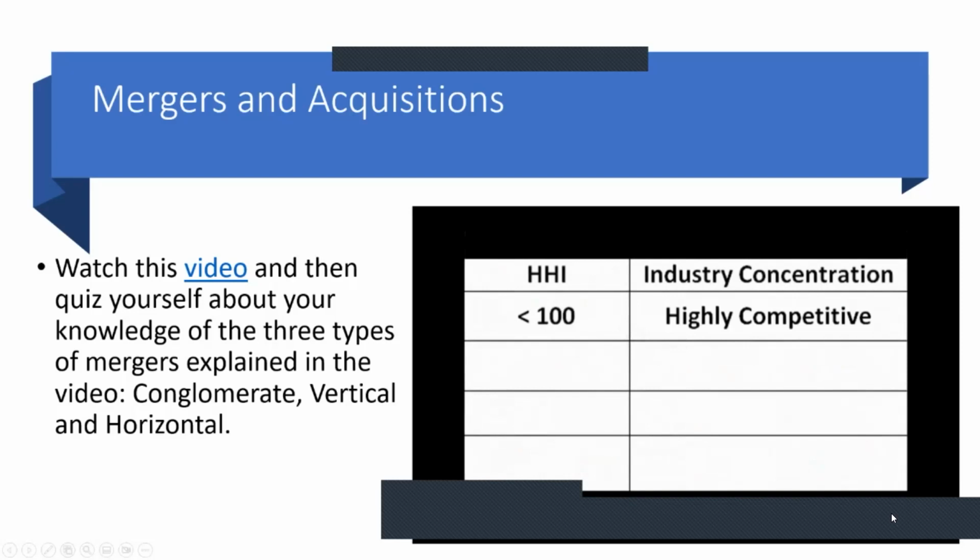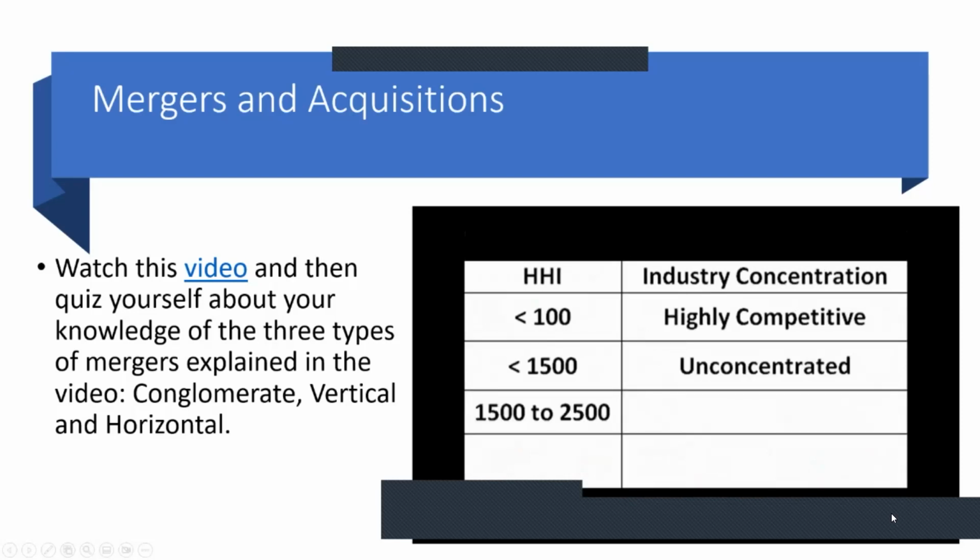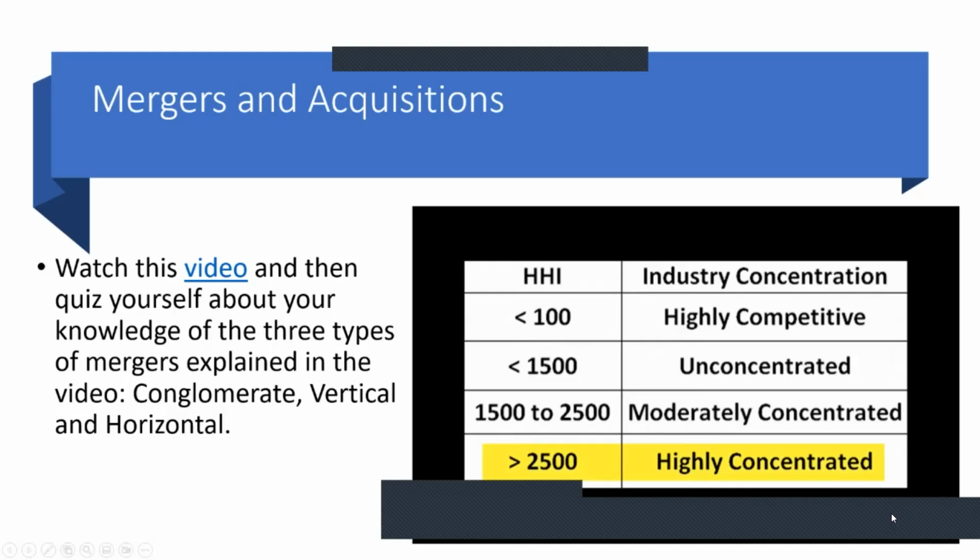An HHI below 1500 indicates unconcentrated. An HHI between 1500 and 2500 is considered moderately concentrated. And an HHI above 2500 indicates a highly concentrated industry. 2500 is the U.S. threshold for mergers. One potential weakness in using the HHI is that the index can vary based on how the applicant defines the industry in the request for merger.